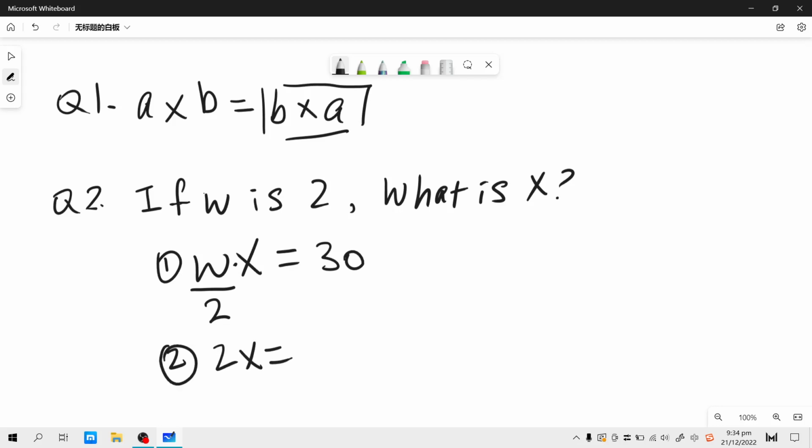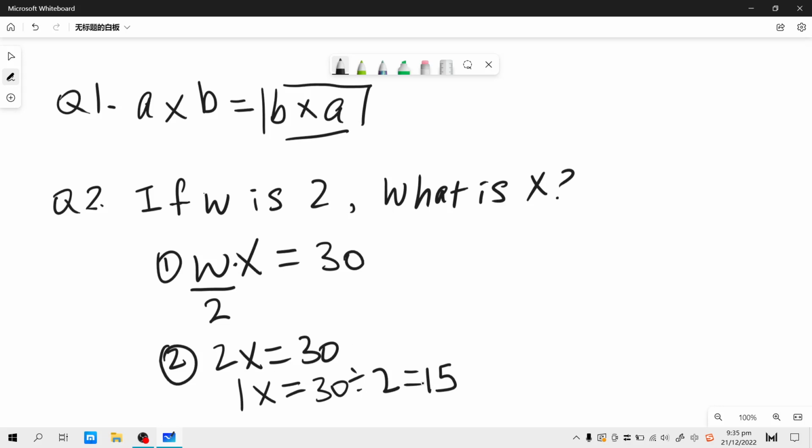2x equals to 30. You see this equation, you might already know what the answer is. So 2x equals to 30. Then 1x equals to 30 divided by 2, because there are 2 x's here, equals to 15.